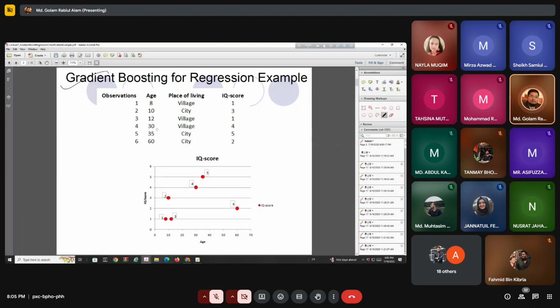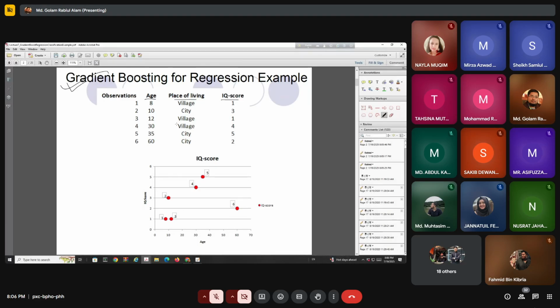So let's say we have a data set, and in this given data set, we can see there is age, place of living, and IQ score. I think in our last lecture we have also discussed this, in regression tree construction, the same data. Can anyone recognize this data set that we have previously discussed? Yes, sir. We can recognize.